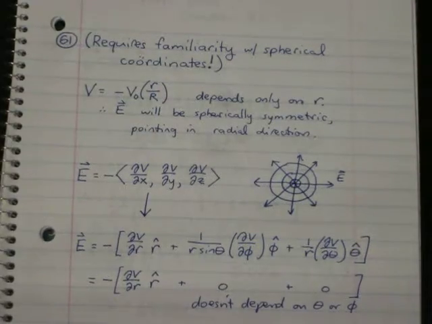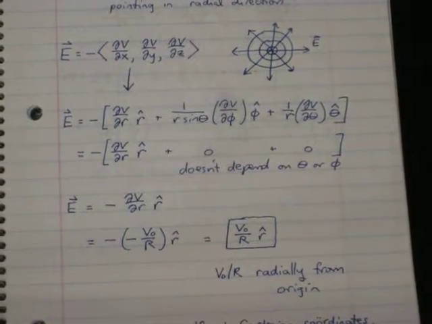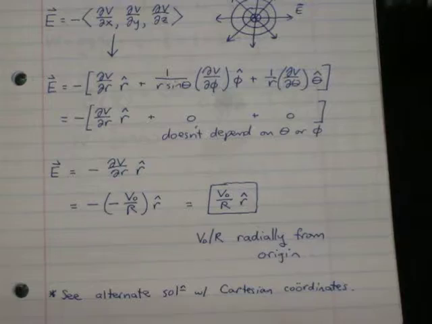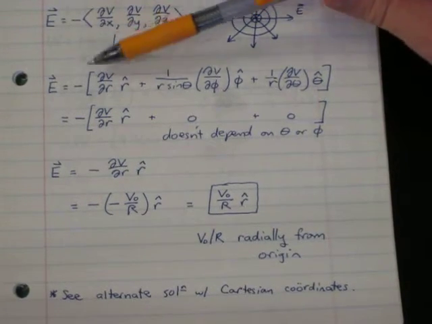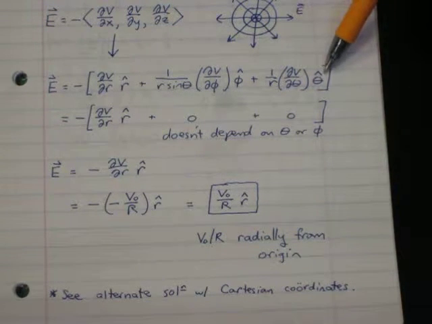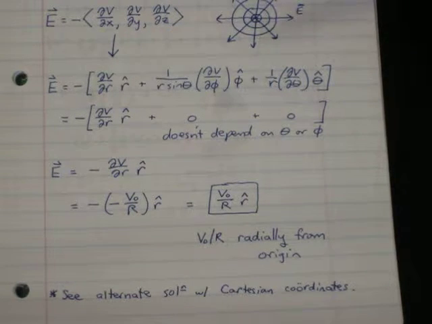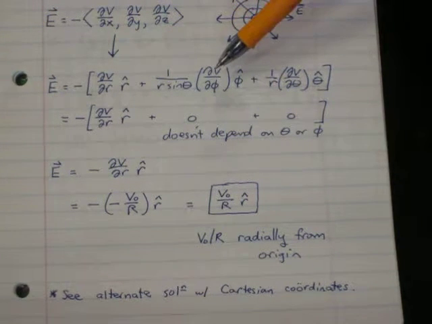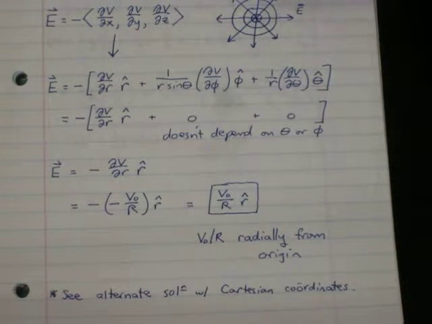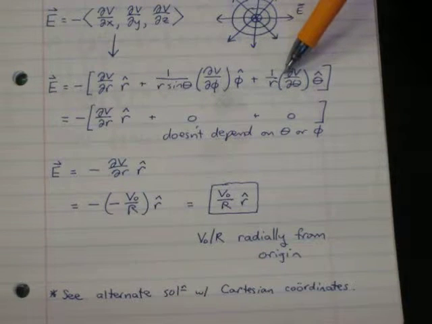I'm sorry, R, phi, and theta. So that becomes the electric field is the negative of, and we have the R hat, the phi, and the theta hat directions, and this would be differential with respect to R. We need to make the modification. It's differential with respect to phi, but there's a 1 over R sine theta coefficient, and differential with respect to theta, but there's a 1 over R.